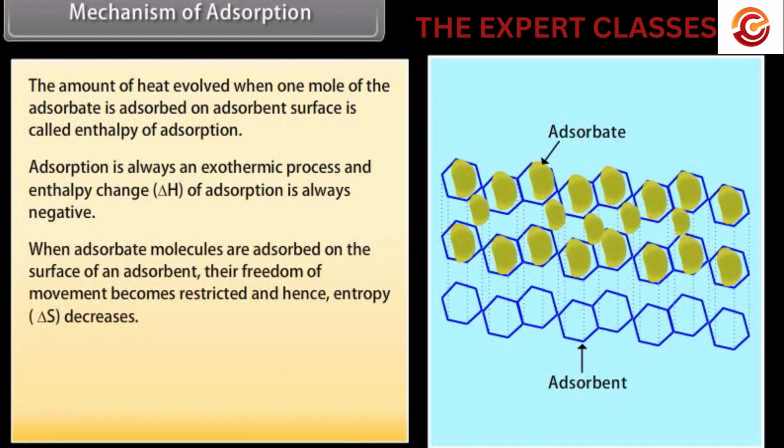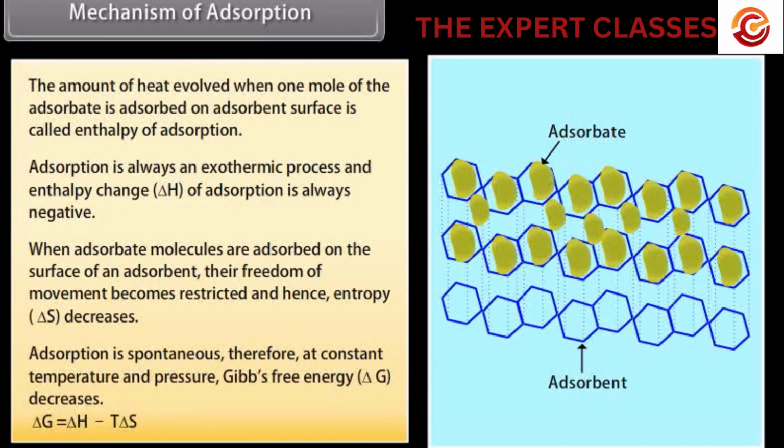When adsorbate molecules are adsorbed on the surface of an adsorbent, their freedom of movement becomes restricted and hence entropy decreases. Adsorption is spontaneous. Therefore, at constant temperature and pressure, Gibbs free energy decreases. ΔG = ΔH − TΔS.